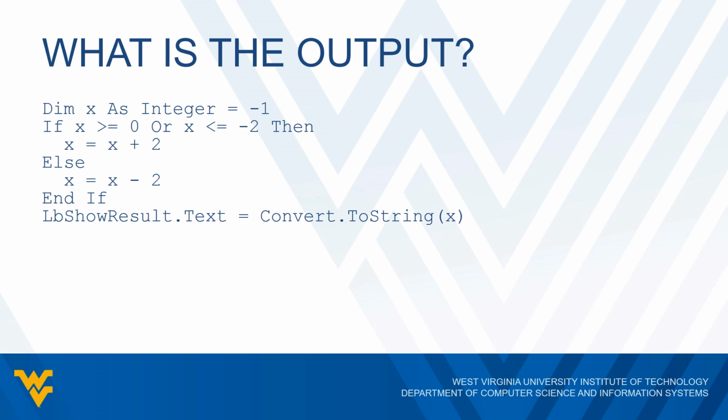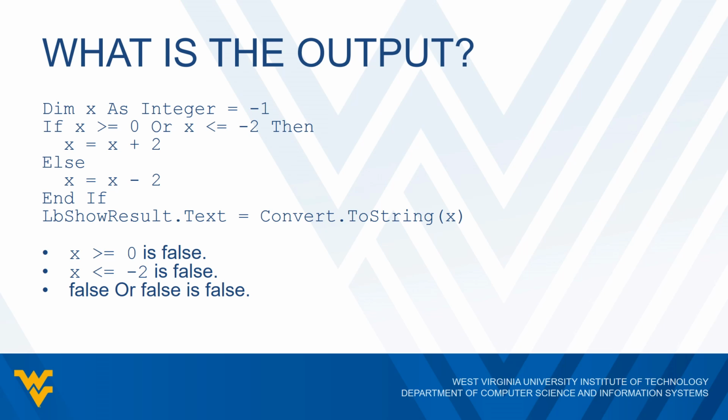So let's check both of our conditions. So is x greater than or equal to 0? Well, we have -1, so -1 is not greater than or equal to 0. That means that x greater than or equal to 0 is going to be false. So now we need to check if x is less than or equal to -2. Well, -1 is not less than or equal to -2. Therefore, x less than or equal to -2 is false. So we have false or false. So since both are false, the whole thing is false.